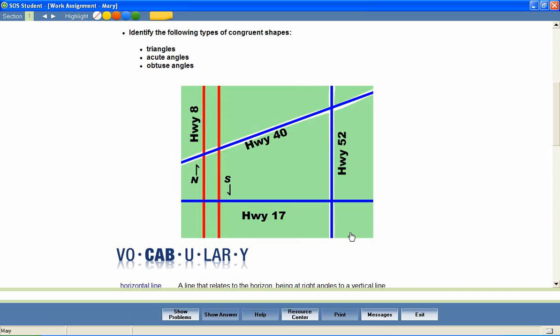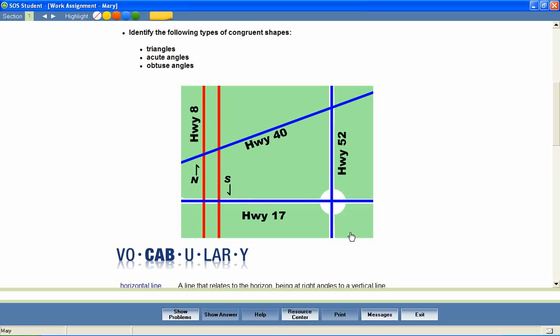Highway 52 and Highway 40 cross at an angle. They are called intersecting lines, and where they cross is called an intersection. Highway 52 is a vertical line. It runs up and down. Highway 17, on the other hand, is a horizontal line. It runs from side to side. Because Highway 52 and Highway 17 cross at right angles, they are called perpendicular lines.